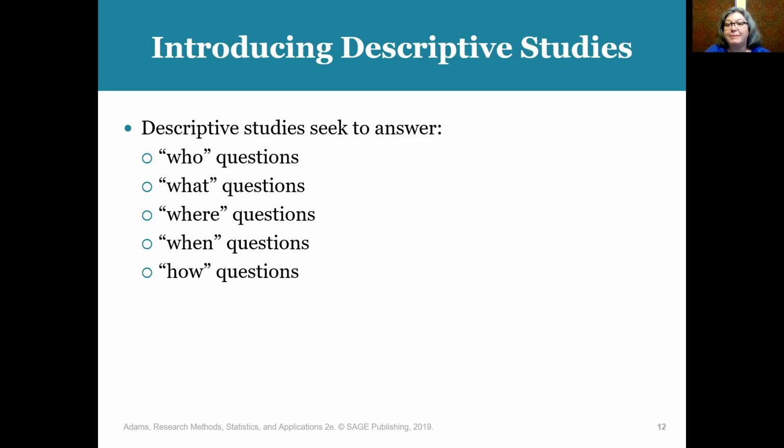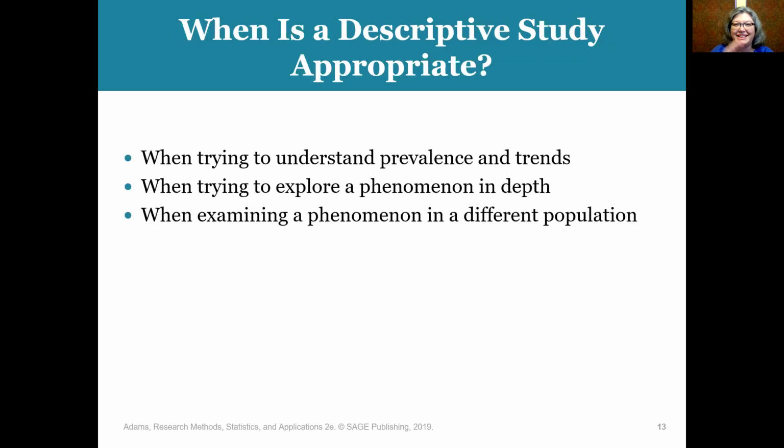So we're going to start thinking about descriptive studies. Now, we've been talking about descriptive statistics, right? Remember that descriptive statistics are going to describe the sample. They're going to take all of that information we know about the sample in terms of numbers, and they're going to condense it down into a single statistic. So descriptive studies, you might guess, use descriptive statistics. And descriptive studies seek to answer who, what, where, when, and how questions, right? Kind of like the sleuth questions that you learned when you were younger.